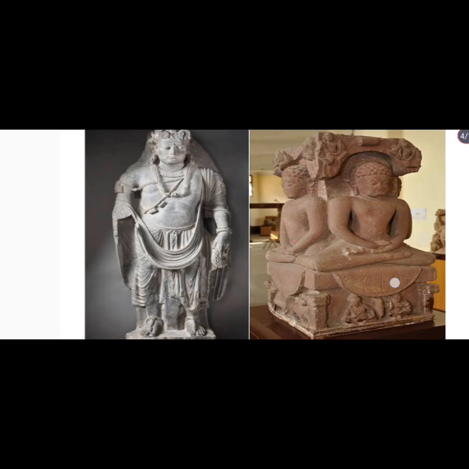The first picture, on your left side, is Gandhar school art, and the second is Jainism. Both pictures represent the sculpture of those schools and their interests.